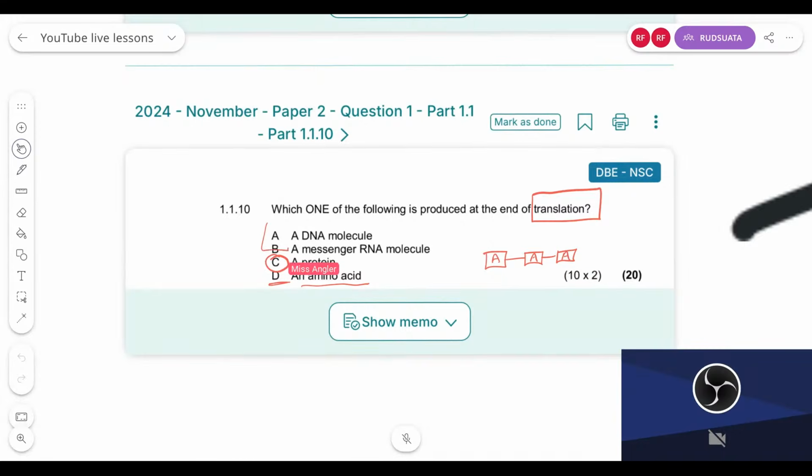These two are also to distract you because if you don't know what translation is, you will think that you make a DNA molecule, which is actually replication. And if you don't know translation, you might say this one, but that's a product of transcription. So you see, they're kind of sneaky, right?